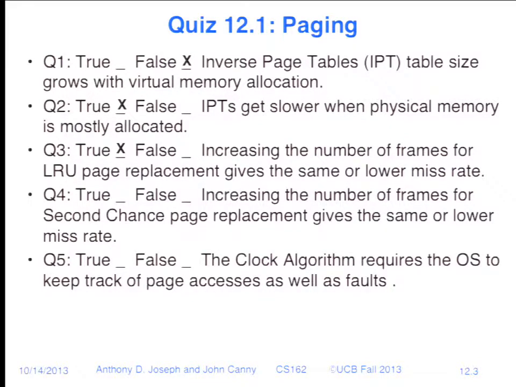All right. What about the same question for second chance. So second chance, which is, you know, an approximation for LRU. Does increasing the number of frames for second chance necessarily give the same or lower miss rate? No, okay, good. All right, so that one, although it's trying to be an approximation, it doesn't have that property. It has Belady's anomaly.